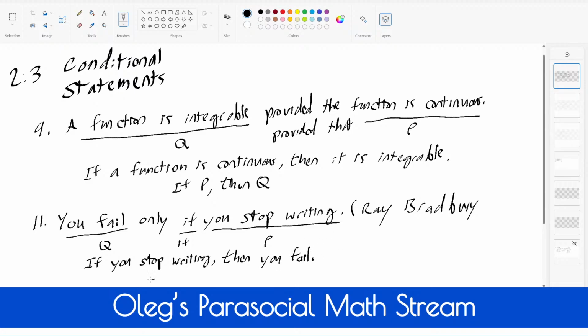Okay. If you stop writing, then you fail. You fail only if you stop writing. So failure is a consequence of stopping writing. The thing that determines success or failure, the determinant, is P here. So yeah, if you stop writing, then you fail. If P, then Q. That's what I'm feeling for.